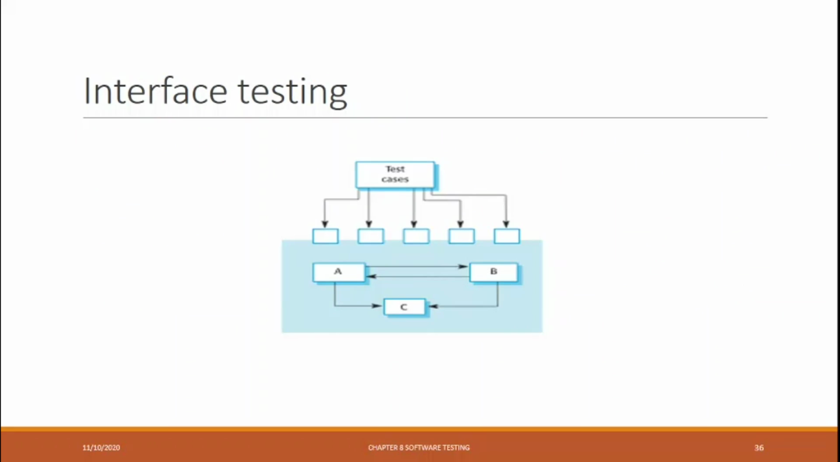So you can see the interface testing diagram. You have test cases. You have a number of components, and you can see A as well as B as well as C as the main components.